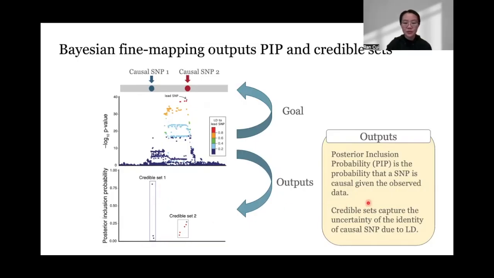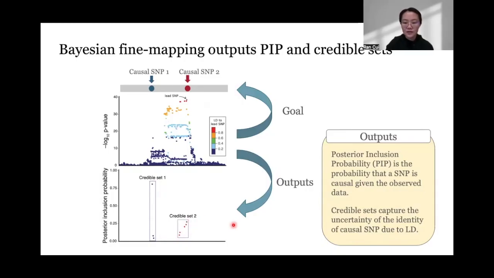And the second output for a typical Bayesian fine mapping method is credible sets. These capture the uncertainty of the identity of the causal SNP due to LD. For example, in this 5 SNP set, the algorithm is basically telling you that there is a good chance a causal SNP is in there, but it is uncertain which one of the 5 it is.